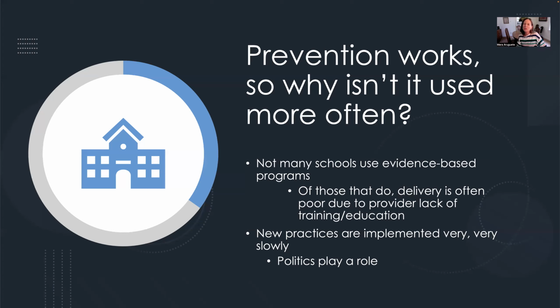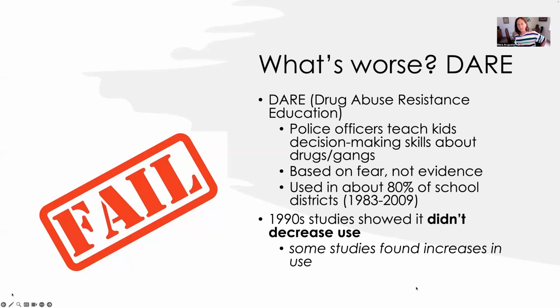Oftentimes, even when they do use an evidence-based program, the delivery is poor because they don't have the training, or there's a lot of turnover in schools, where new employees are coming in, and it's just hard to get programs up and going. So suffice it to say that new practices are implemented very, very slowly. We're getting a little bit better, but politics have played a role, and they especially played a role in the past. So we'll talk a little bit about it historically, because the most commonly used program in schools to prevent drug use, you probably know what it is, is called DARE.